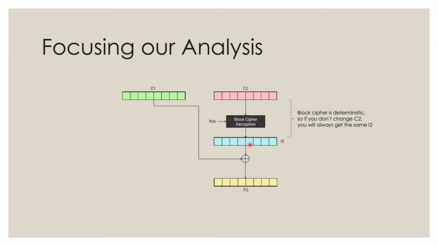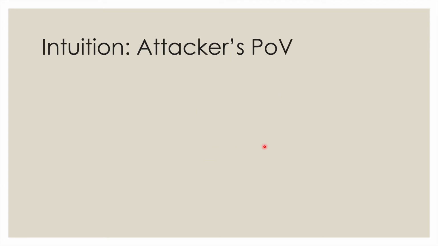In other words, if we keep C2, we don't ever change it, that means I2 will also be the same. Since we have the notation nailed down now, let's move forward and try to think like an attacker. The intuition behind the padding oracle attack is revealed when you ask yourself a couple of questions and make a couple of observations. Firstly, a yes from the padding oracle is more helpful than a no, because we actually know the format of the last few bytes of the plain text if it has a valid padding.